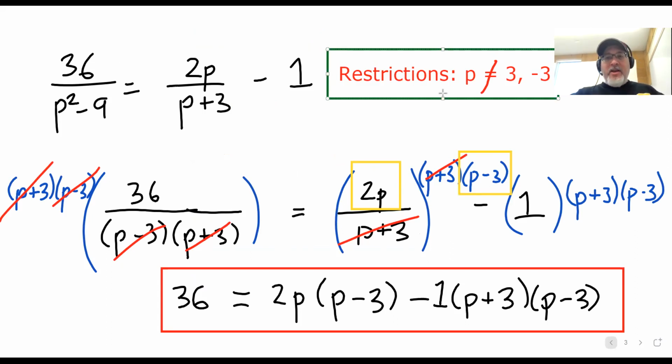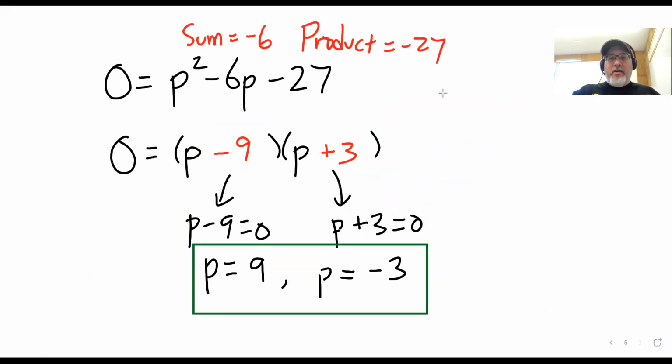P can't be 3 and p can't be negative 3 because both of those numbers make denominators equal to 0. Specifically, if I put 3 here, I'll get 0. And if I put negative 3 here or here, I will also get 0. So keeping in mind that we had restrictions, we can't get 3 or negative 3 for an answer. Well, guess what? We just got negative 3 for an answer.